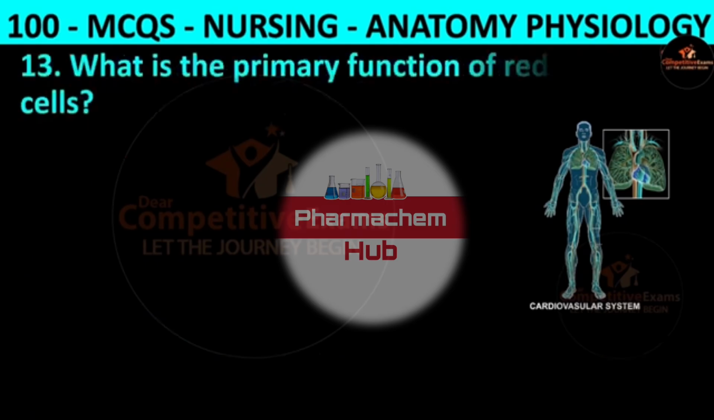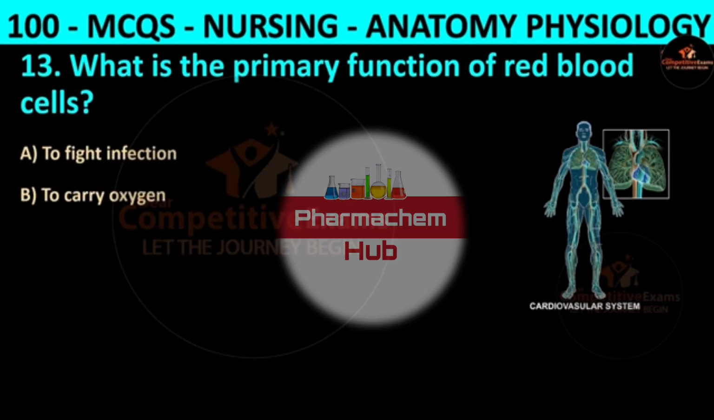Question number 13. What is the primary function of red blood cells? Your options are to fight infection, to carry oxygen, to clot blood, or to produce antibodies.